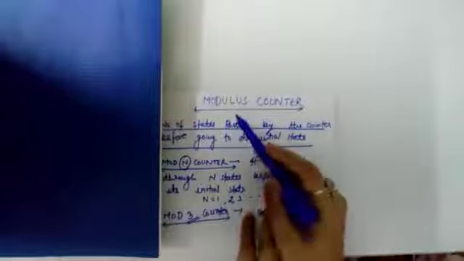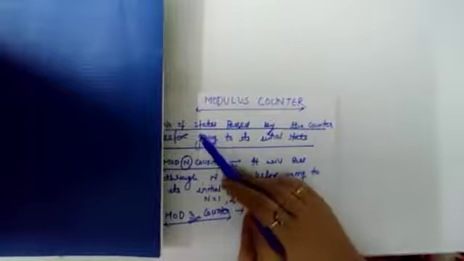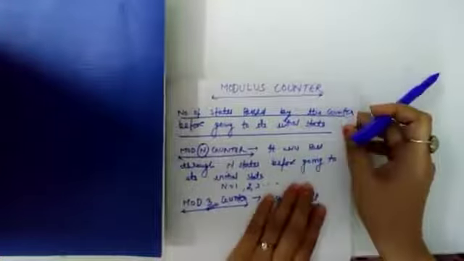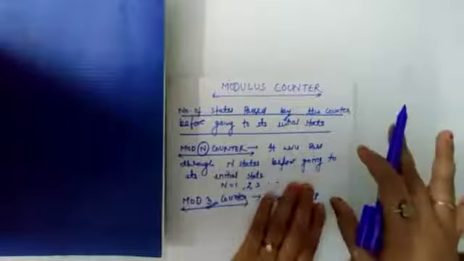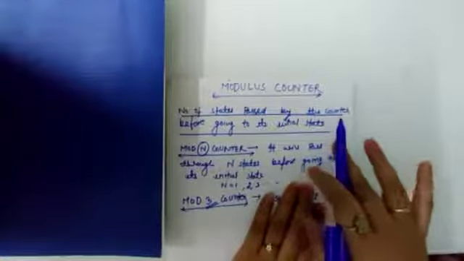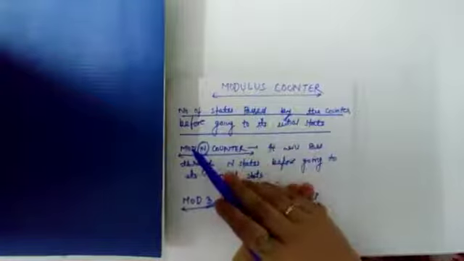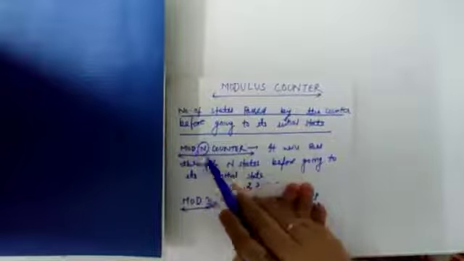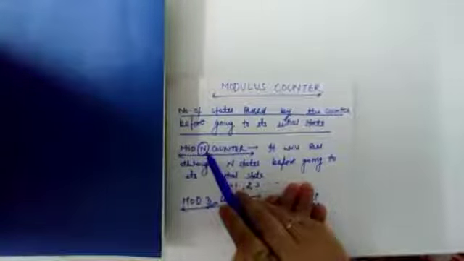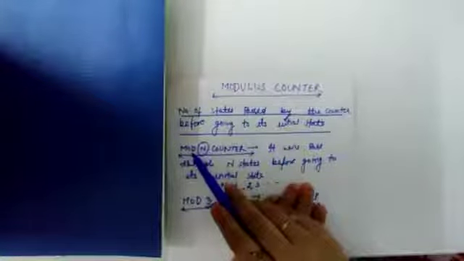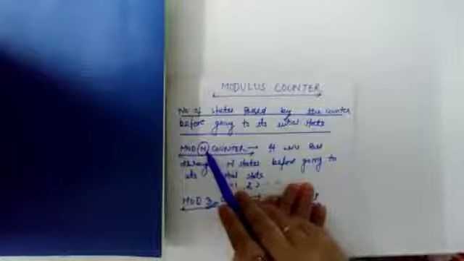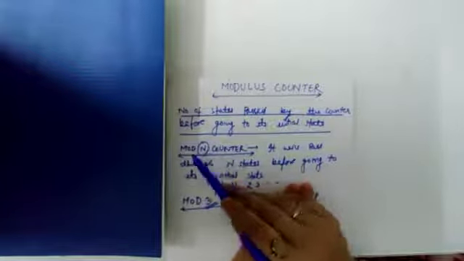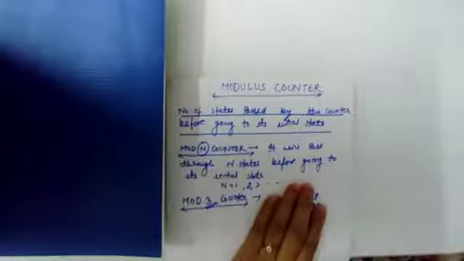So first we will see what is the meaning of this modulus word. Modulus means the number of states passed by the counter before going to its initial state, or in a simpler manner, I should say, first of all, modulus can be written in short form as mod counter, and with this word mod there is always some number linked with the modulus word. So we always call it a mod n counter.